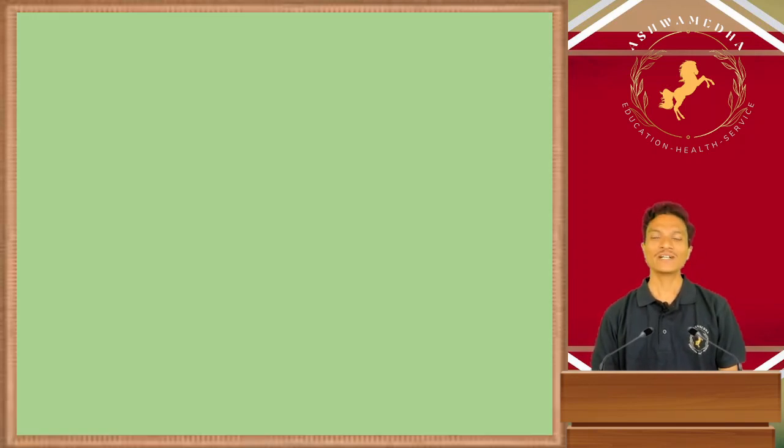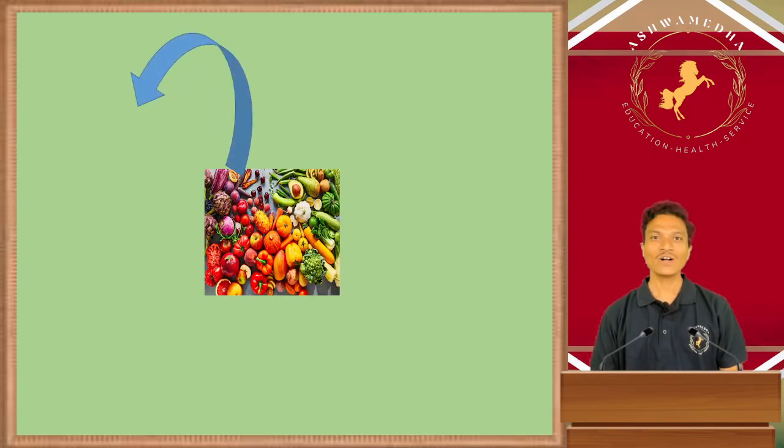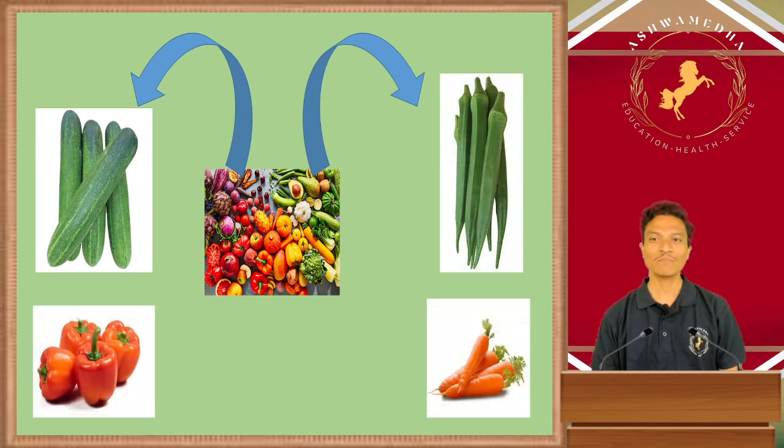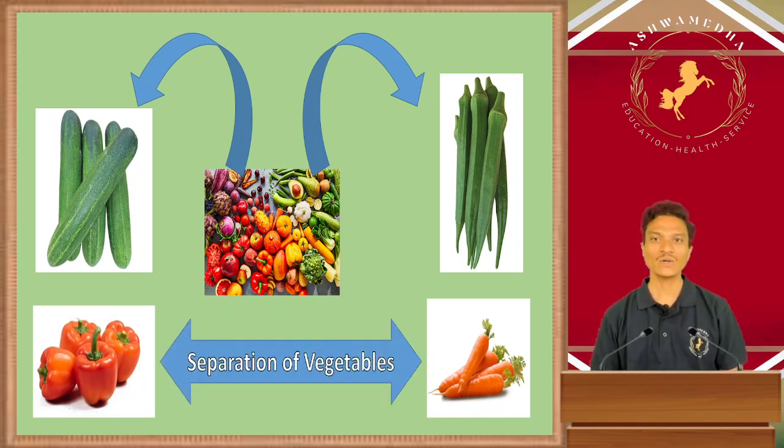Okay. Dear students, I hope you have enjoyed the story. Now let us think about what you have learned from it. In this story, what is our Chintu doing? He is separating the vegetables. In simple words, he is just separating the vegetables. So why have I told this story in today's science class? Yes, there is a reason behind it.